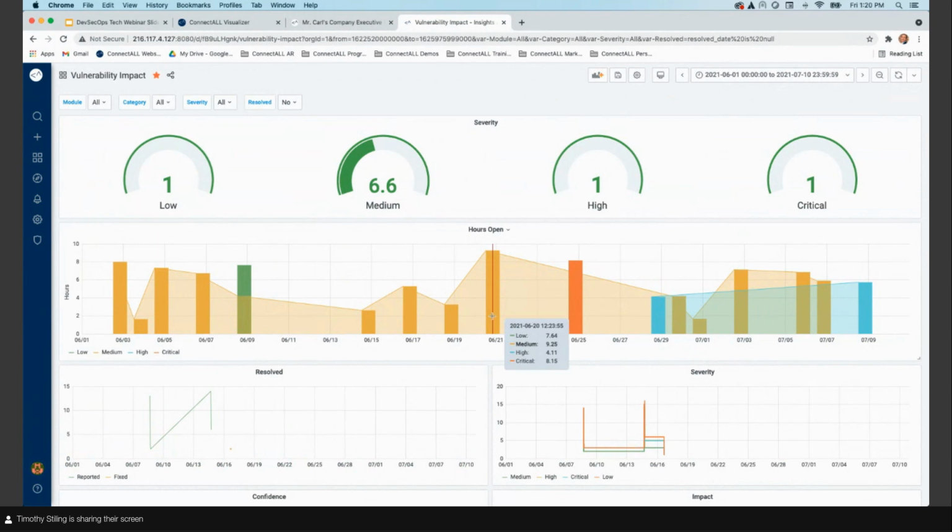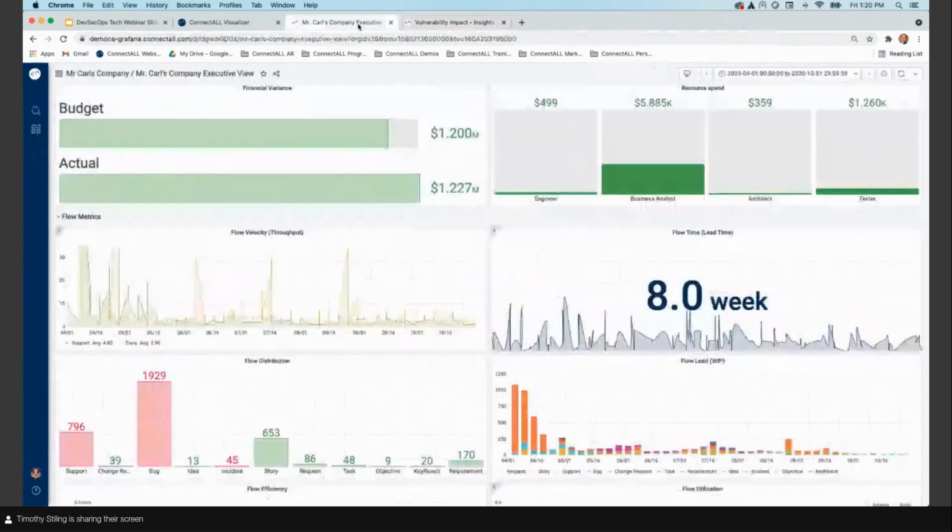As I take a look at this snapshot in time as an example here on 6/21, June 21st, I noticed that the medium vulnerability has been open for 9 hours. What that means is that it's been open all day and it's taken a while to take care of. So I know now that a big piece of this flow time is that my team is spending that much effort and that much of their focus on addressing some of these medium level vulnerabilities.